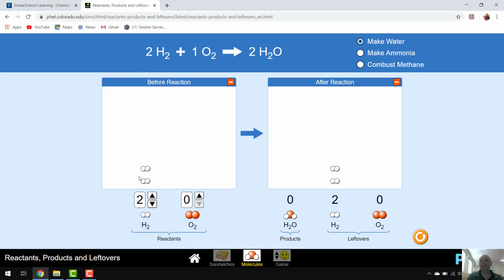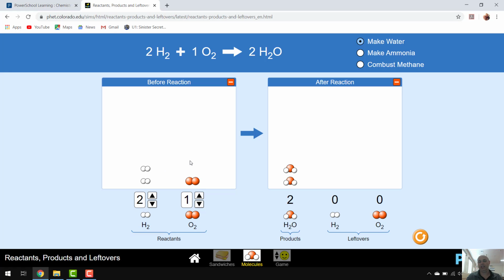And you can also see that in here there's actually 4 atoms of hydrogen, and that's why we see 4 white balls. Okay. Now for my O2, I only need 1 mole of O2. That's the one out front. So 1 mole of O2. I still have 2 orange balls though.